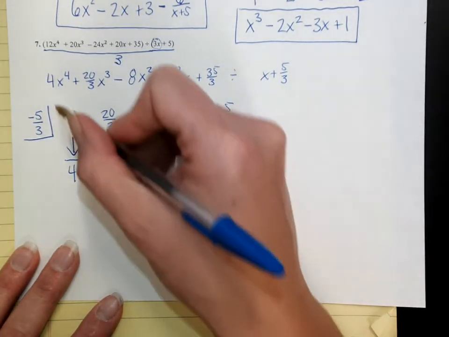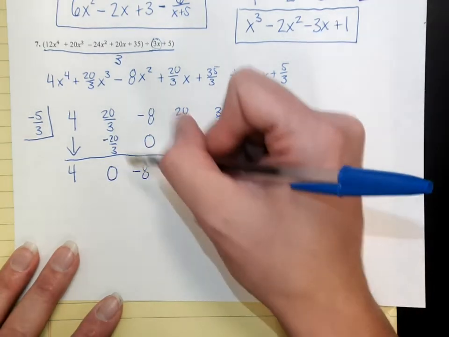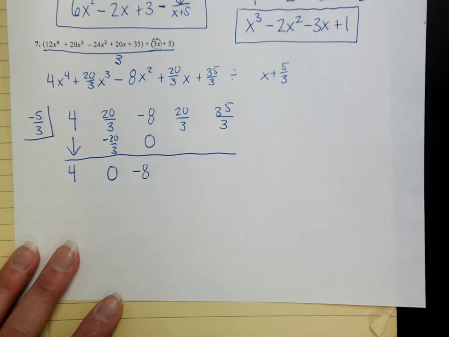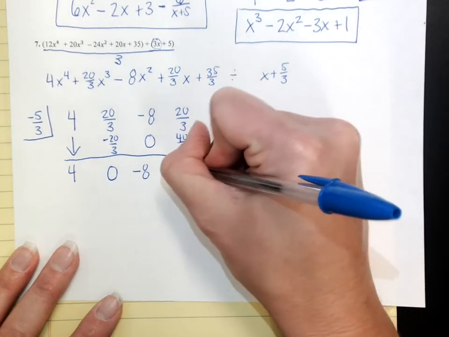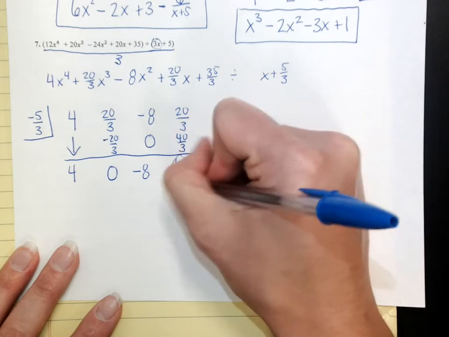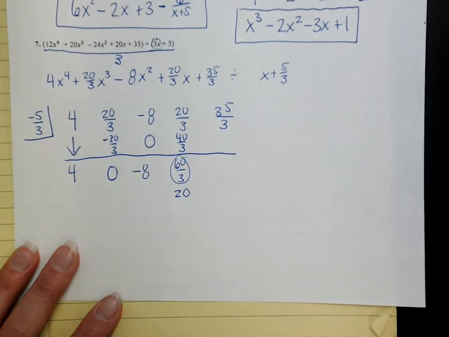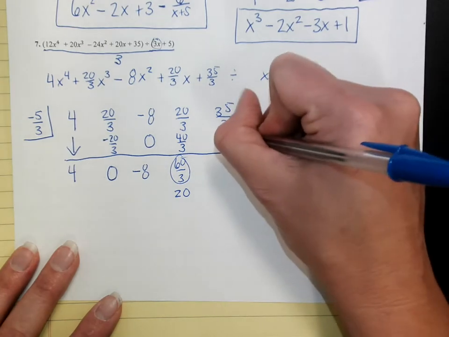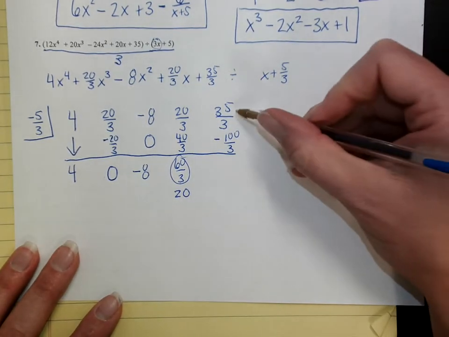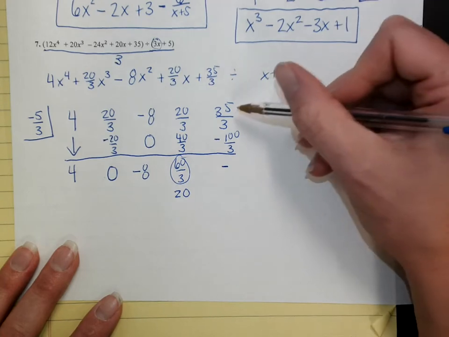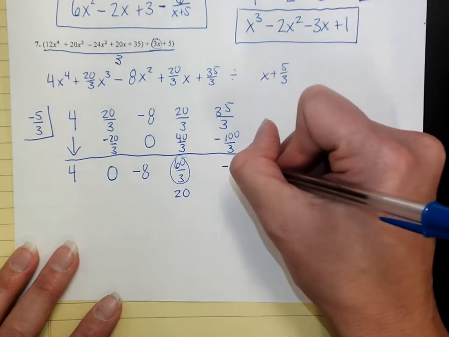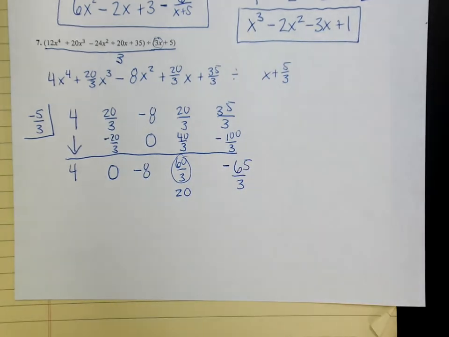All right. Negative 8 times negative 5/3, well, again, you're going to do the 8 times the 5. That's 40. Positive 40 over 3. Well, 20 over 3 plus 40 over 3 is going to be 60 over 3. Well, 60 over 3 is just 20. Okay, so see, that worked out pretty well. Now, 20 times negative 5/3 is going to be a negative 100/3. And when you do 35 minus 100/3, 35/3 minus 100/3, that's going to be negative. And then when you do this, that is 65/3. Okay? Cool.